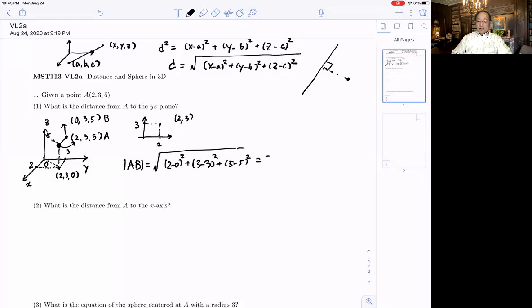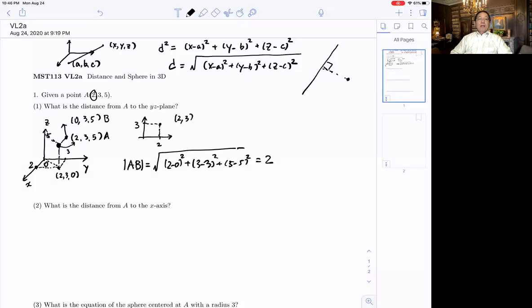And we see exactly it's 2. In fact, that is the meaning of the first coordinate. 2 over here means the distance from this point to the YZ plane is exactly 2. So 3 means the distance between this point and the XZ plane is 3. And the last coordinate 5 is the distance between this point and the XY plane. Okay. So that's how we find the distance between one point and the coordinate plane.